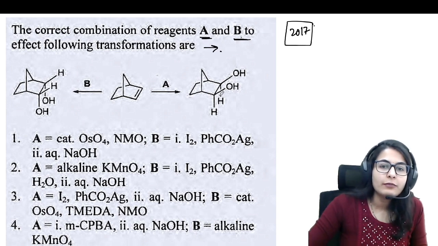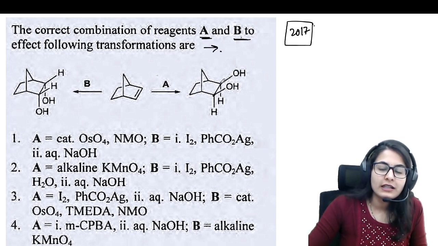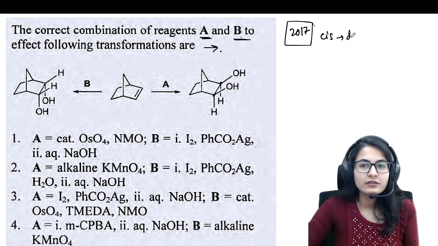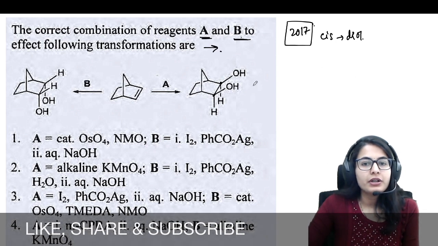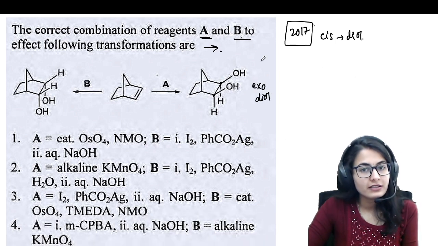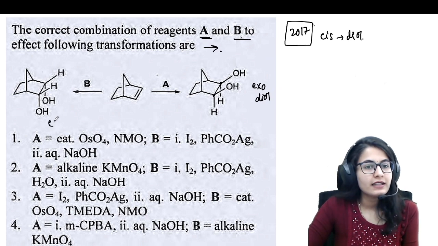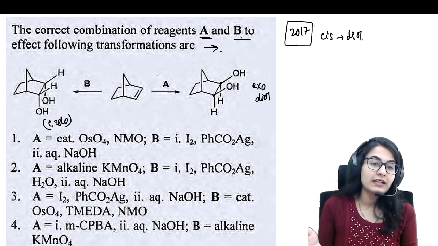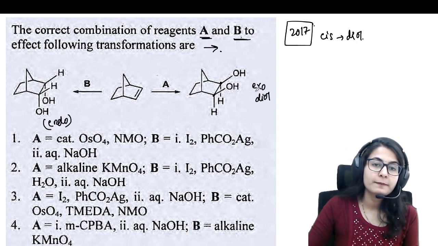So in process A, you are able to see that you are getting the diol. Both of them will give you cis diol only. What is the difference though? Here you get the exo diol, that is on the less hindered side. Here you get the endo diol, the more hindered side. So how is it possible? How are we going to create two different diols? This is a very good question.